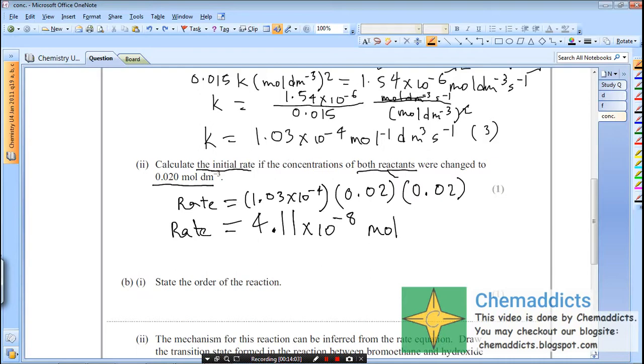Can you tell me the unit? Yes, you guessed it right. You're correct. Mole per dm cube per second. Excellent, you have achieved 1 mark.